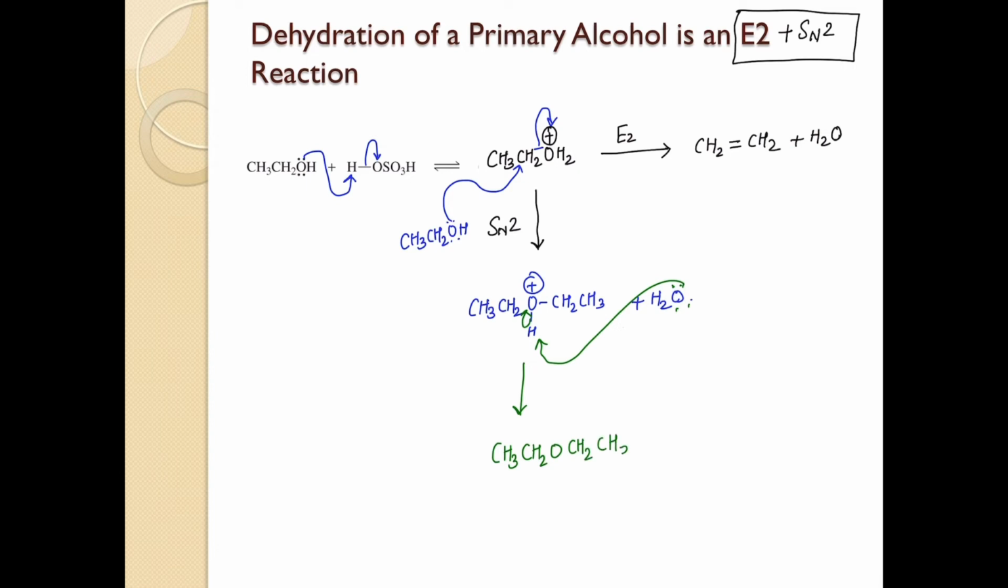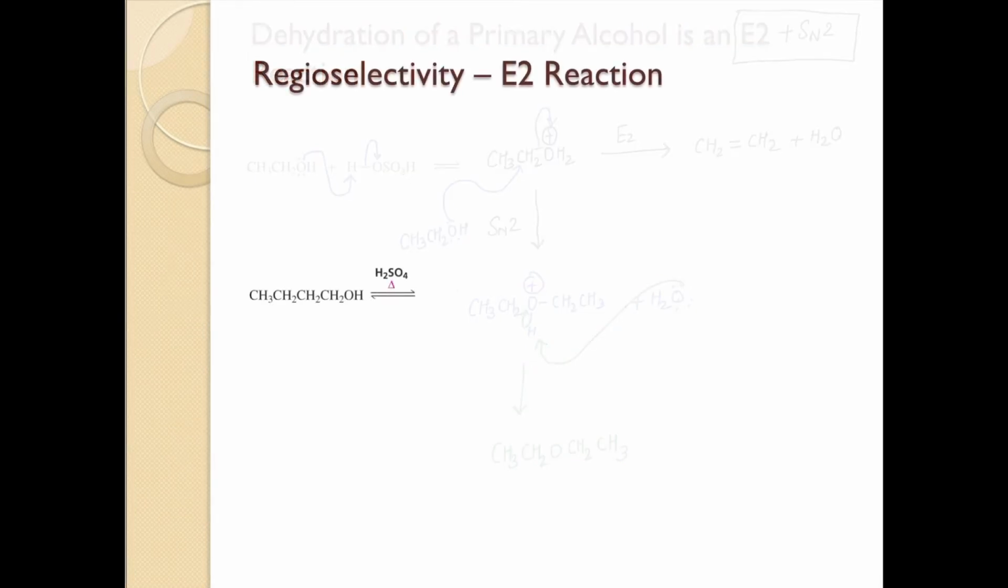Okay, so when a primary alcohol undergoes dehydration, it will result in both E2 as well as SN2 products. Remember, an E2 reaction is a regioselective reaction, wherein if there is a possibility to form more than one product, the more substituted one is going to be formed in major quantity. So here is an example for it.